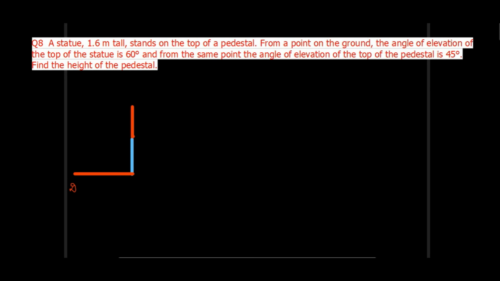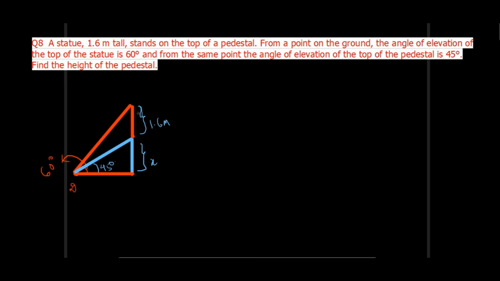At some point on the ground, the angle of elevation of the top of the statue from this point, this angle, is given to be 60 degrees. From the same point, the angle of elevation to the top of the pedestal, that means this angle, the top of the pedestal is this point, so this angle is given to be 45 degrees. And now they are asking us to find the height of the pedestal.